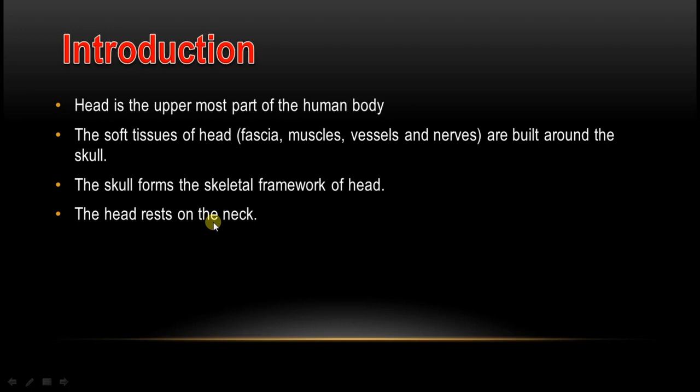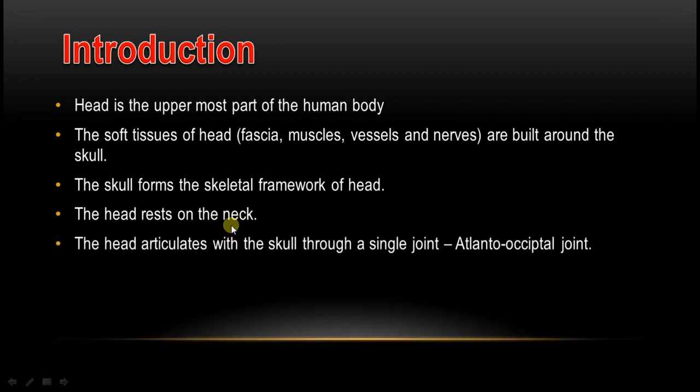And this head, the weight of the head, the skull with the brain inside and all the soft structures, rests on the neck. So the neck is mainly involved in weight bearing. And the only joint between the skull or the head and the neck is a single joint, that is the atlanto-occipital joint. Now because of this single joint where the skull articulates with the upper part of the neck, our head is freely movable.